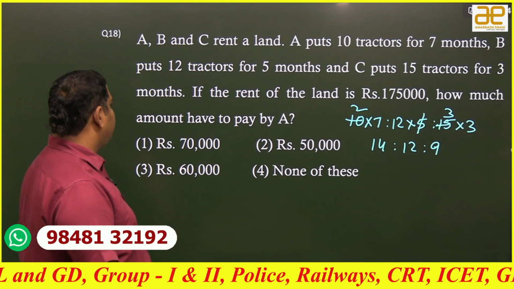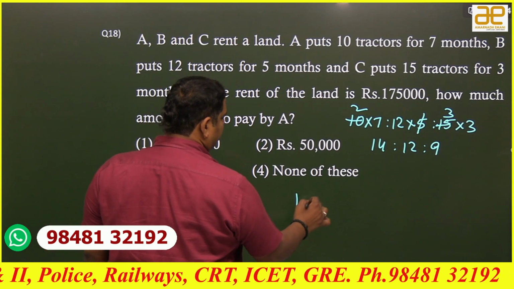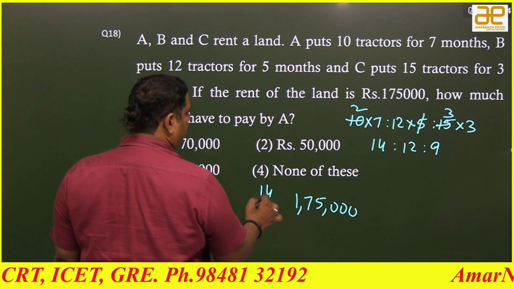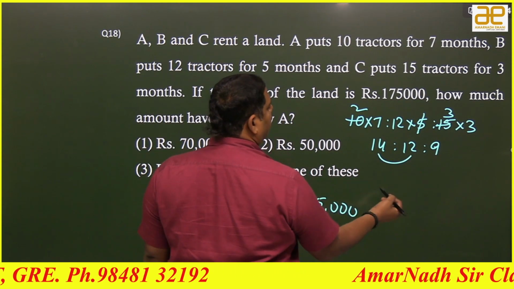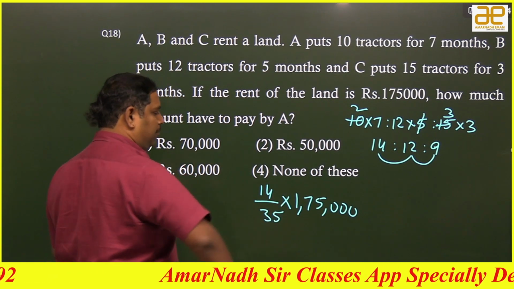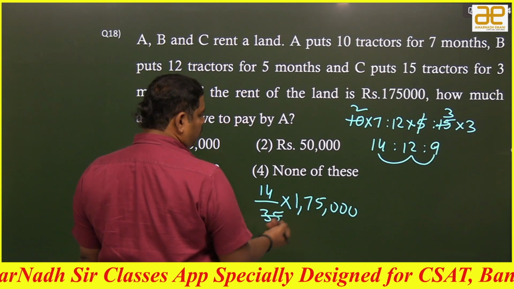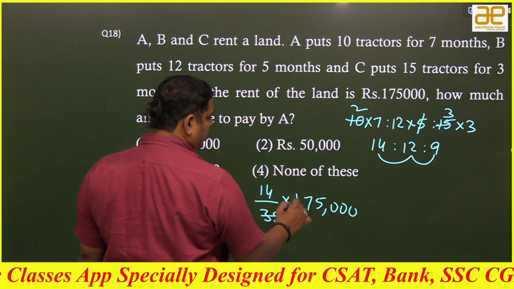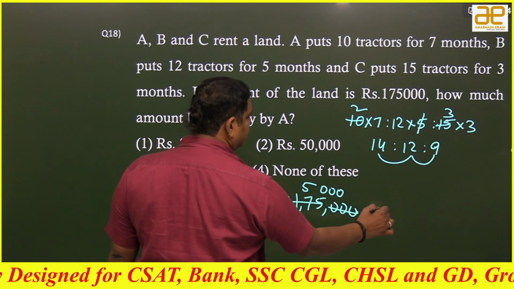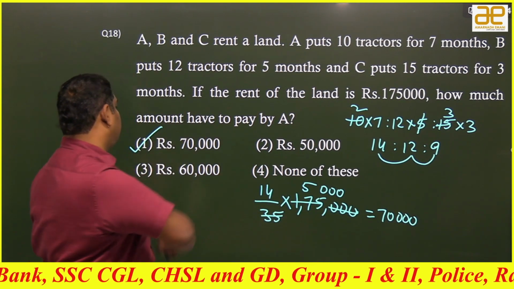Now, what he is saying is the total rent he has given is 1,75,000. In that, he is asking about the share of A. A means 14 parts out of the total, 14 plus 12, 26 plus 9 is 35. So, 35 5s are 175. Or else you can cancel with 5 and 7, no problem. If I cancel the 35 5s and having 3 other zeros as usual, 14 5s are 70 and having 3 other zeros. What is the share of A's rent? 70,000. That is the first option as the answer.